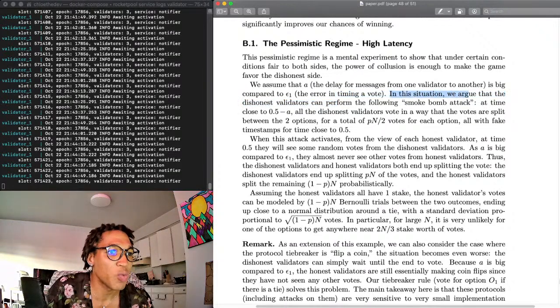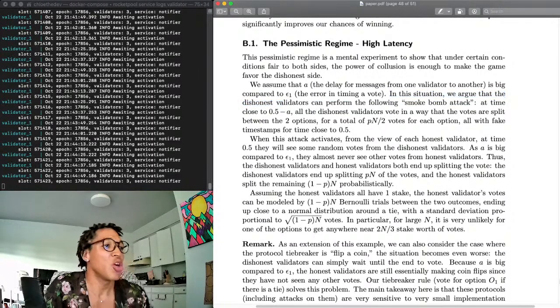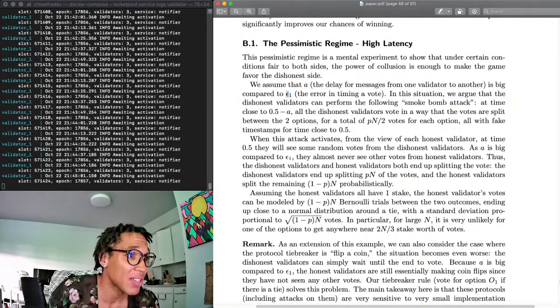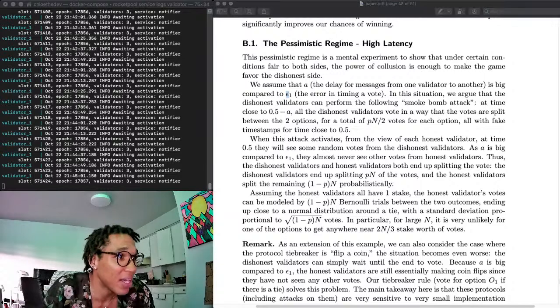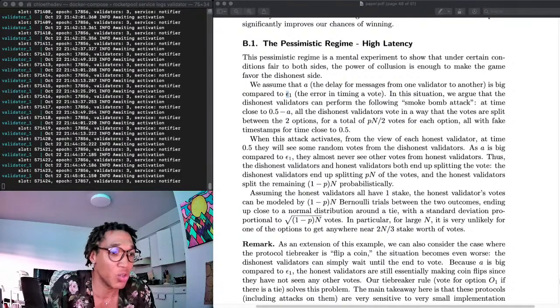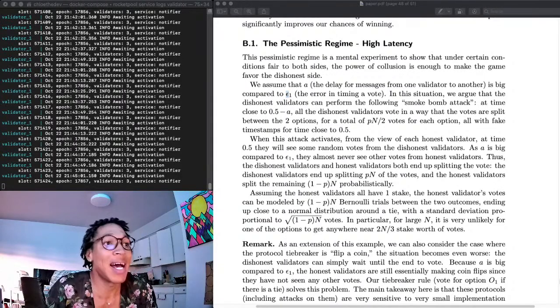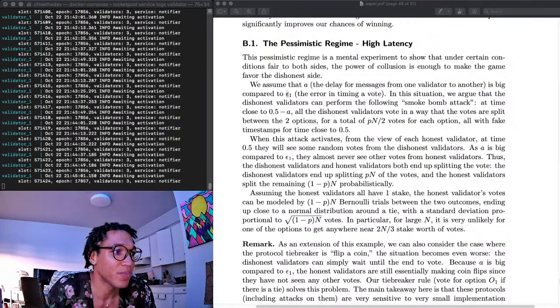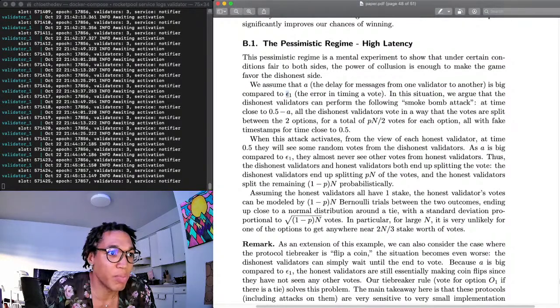In this situation, we argue that the dishonest validators, you know what? I cannot remember if that sign is actually epsilon, and I keep saying it as epsilon, so we're just going to quickly Google the sign. Yeah, epsilon. Perfect. Let me go back to the paper.